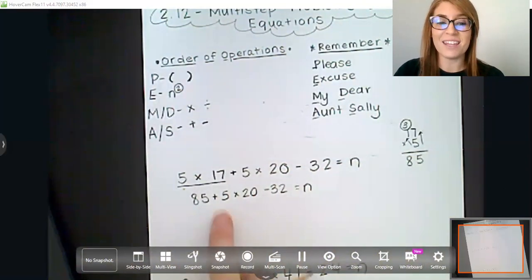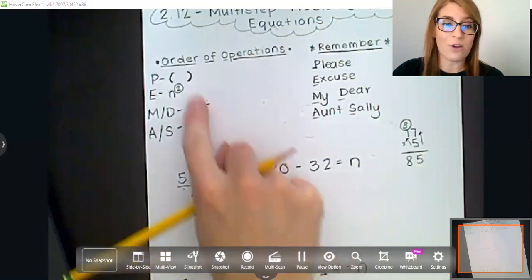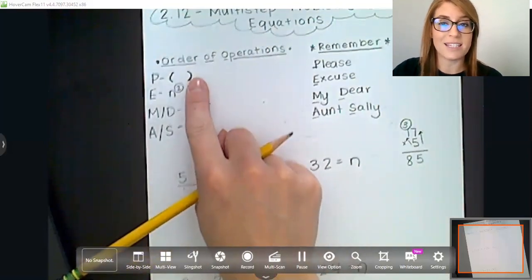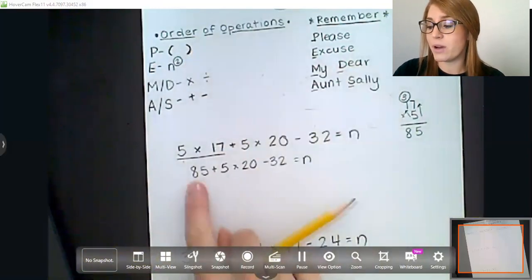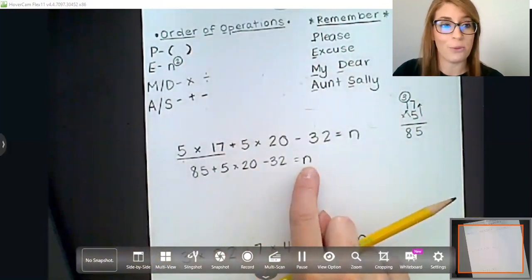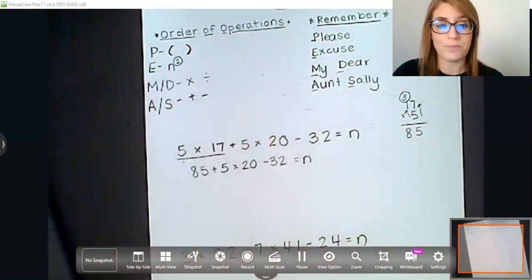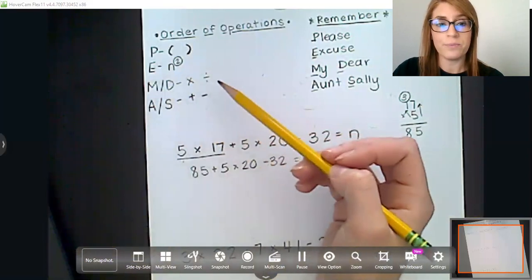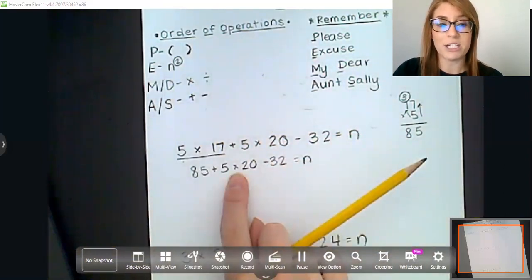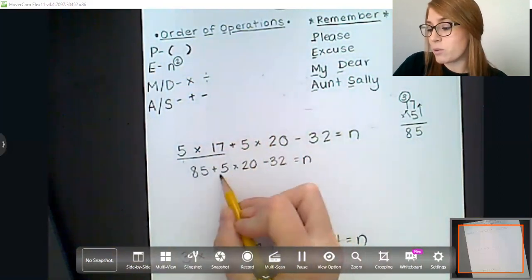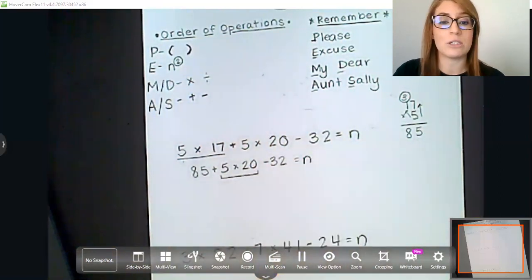Okay, and then we're going to start right back over with our order of operations process. Okay, I'm going to scoot this up a little bit. Do we see any parentheses in our problem? No. Any exponents? Nope. Any multiplication or division? Let's see. Oh, yep. Found some multiplication. All right, so the next thing I'm going to solve is 5 times 20.